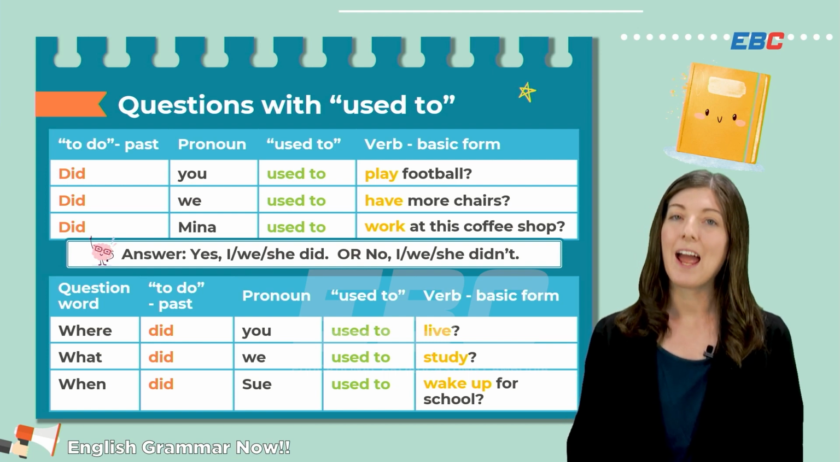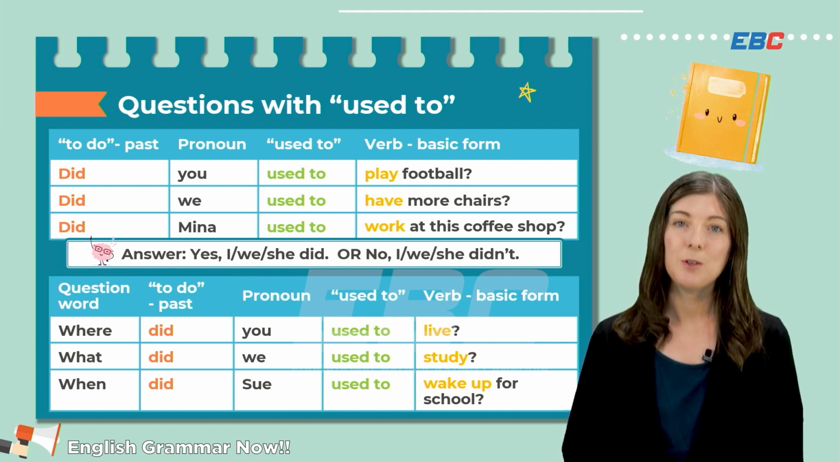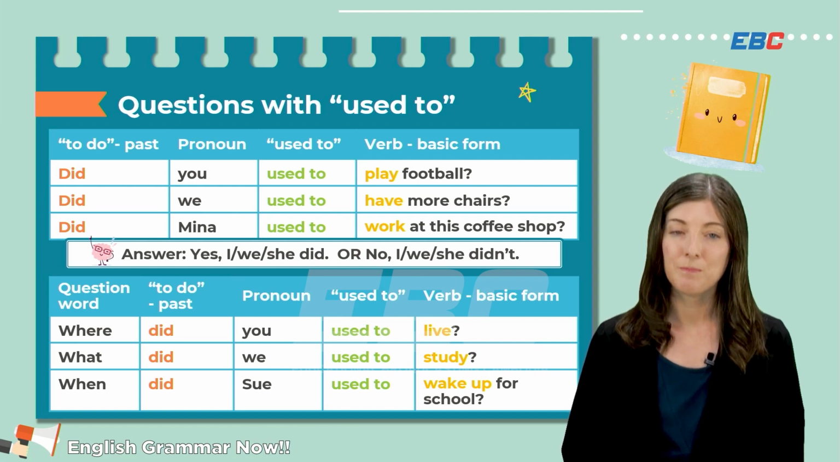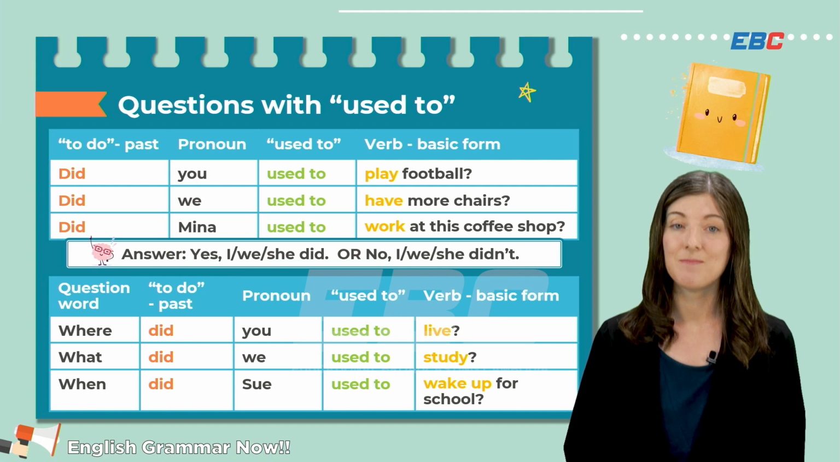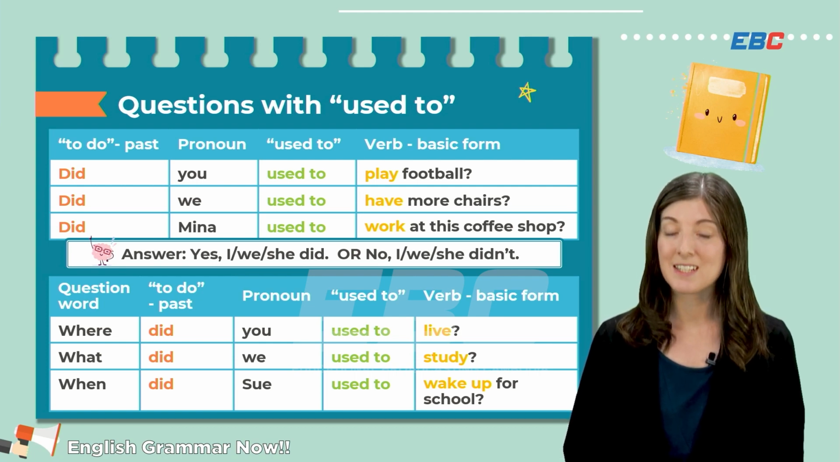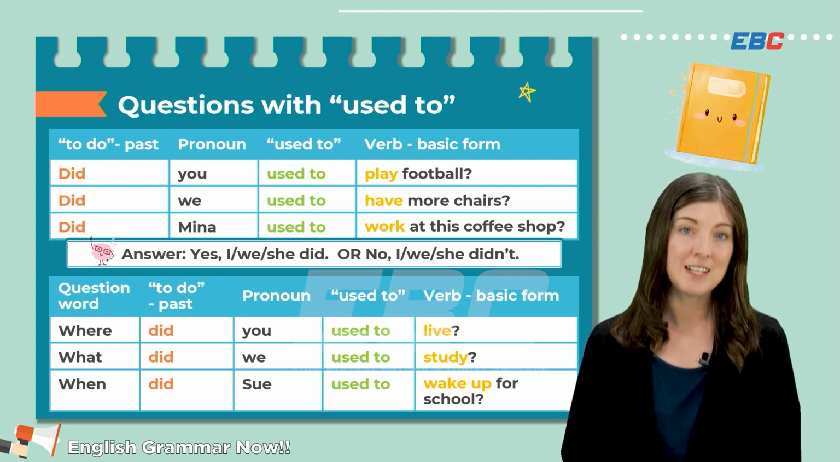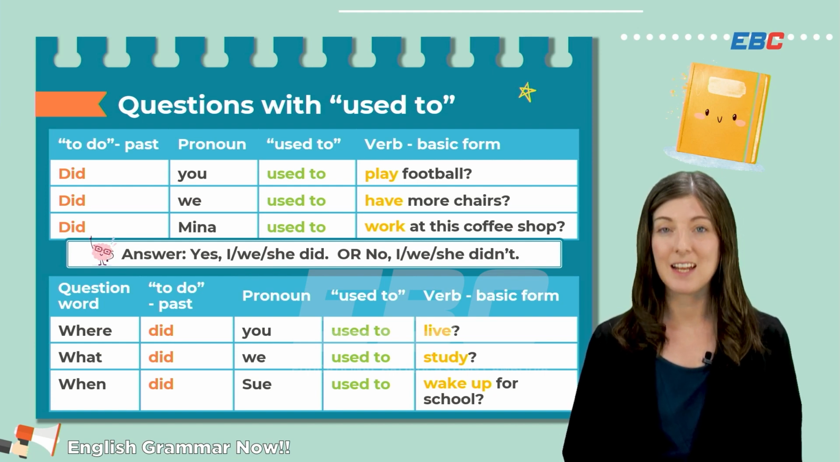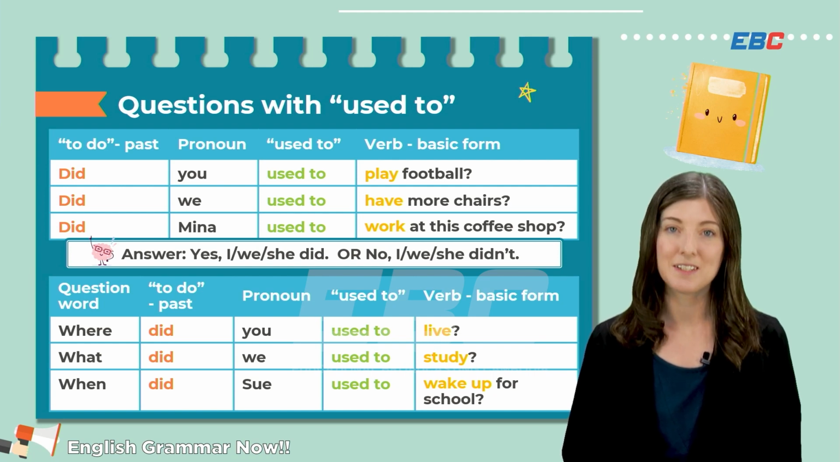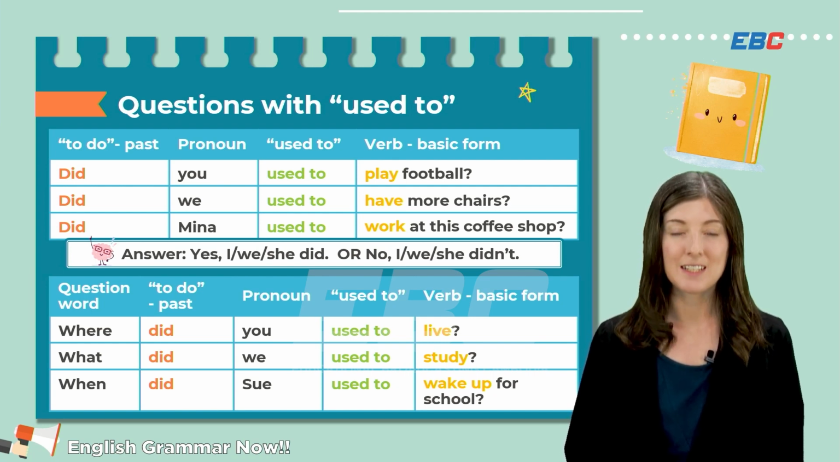We can also answer these questions using the to-do verb. So our answer might be, yes, I did. Yes, we did. Or yes, she did. We could answer negatively by saying, no, I didn't. No, we didn't. No, she didn't.